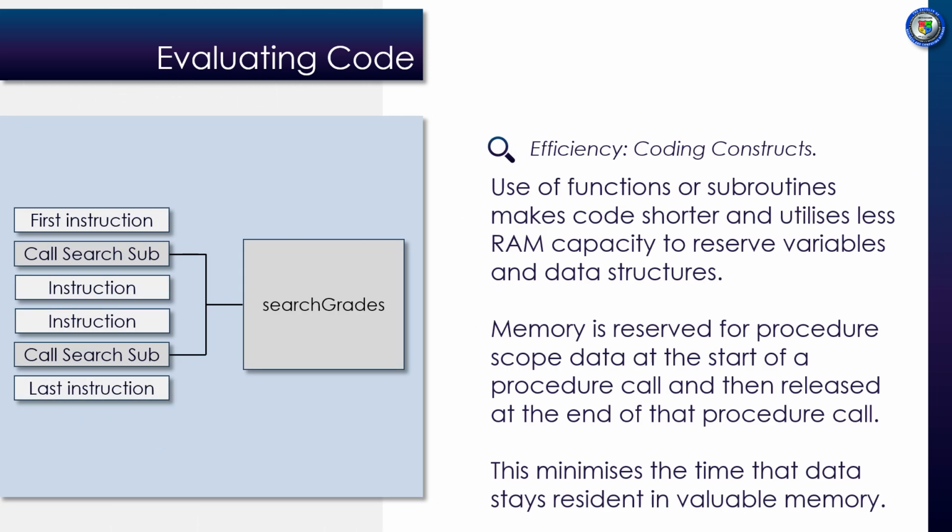Modular programming can also help with efficiency. The use of functions and subroutines makes our code shorter. It utilises less RAM to reserve variables and data structures. Memory is reserved for procedure scope data at the start of a procedure call and then released at the end of the procedure call. This minimises the amount of time that data stays resident in memory.